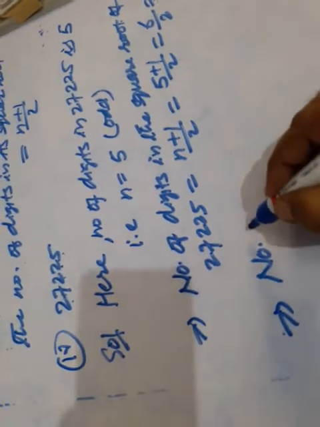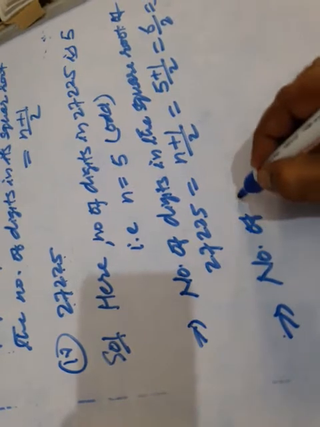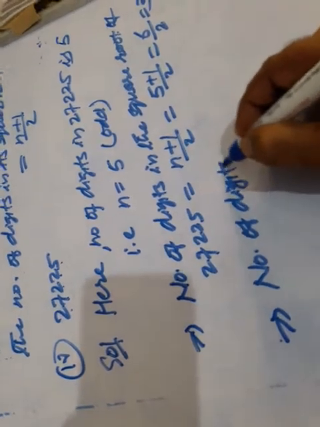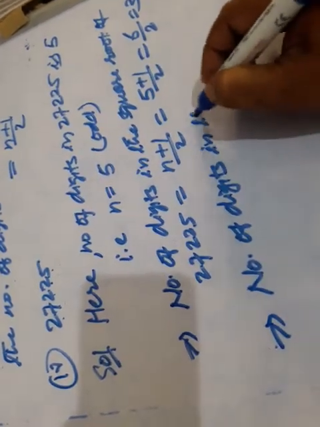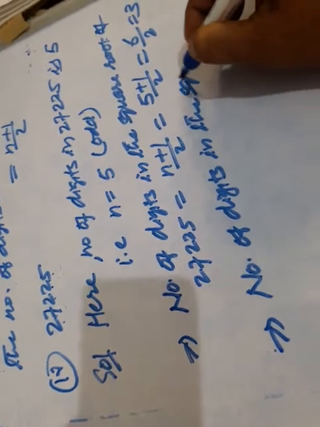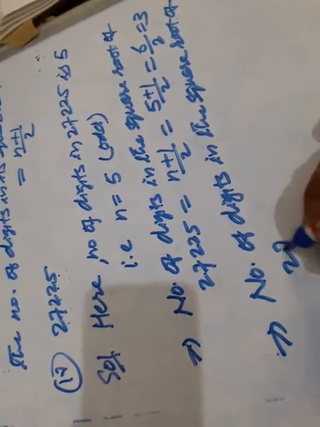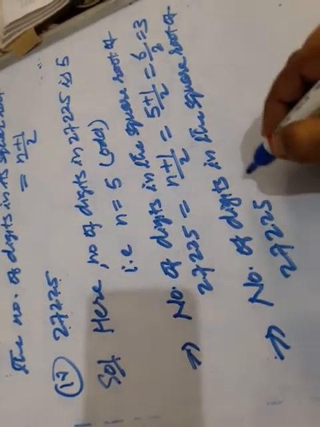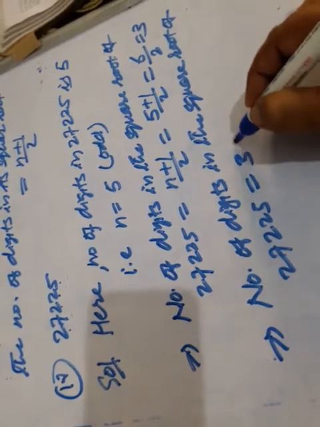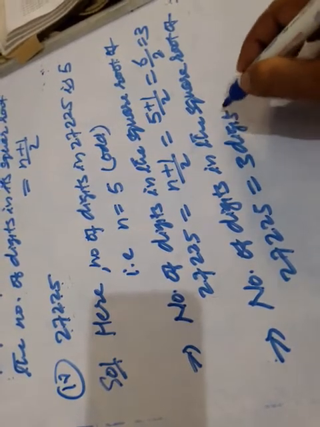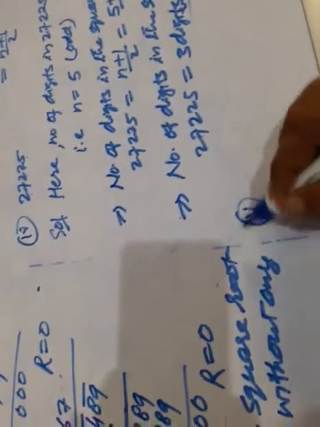This implies that you can write the number of digits in the square root of 27,225 equal to 3 digits. Okay children, that is the answer. Similarly, this fifth part can also be done.